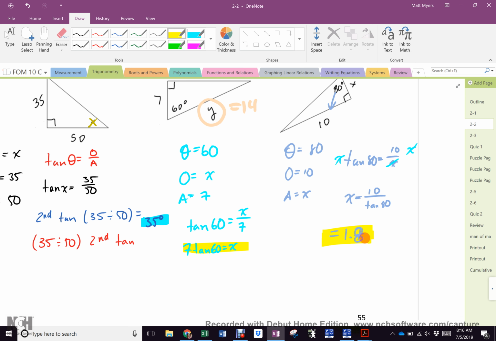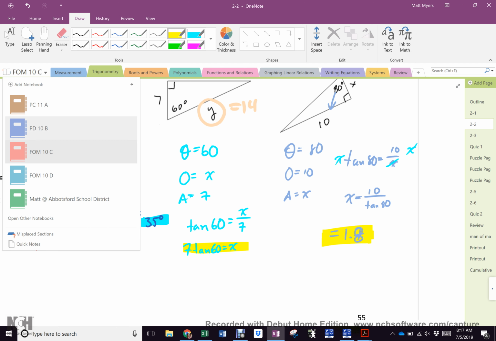Can everybody do tangent trig? Even the people that had never seen it before? Was everybody able to do these 4 questions? Going once, going twice, going thrice. Don't worry, we're going to get a lot more practice on trig. All right.